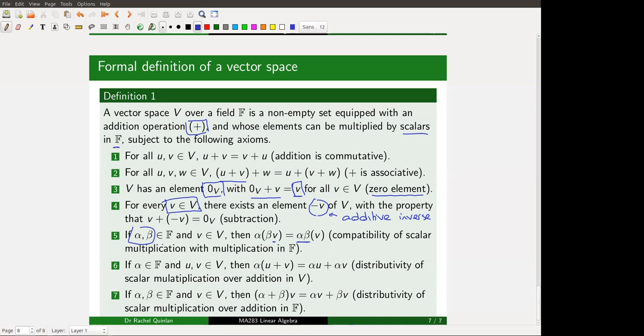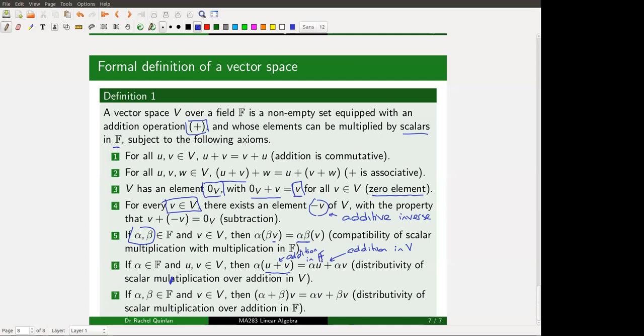And then finally, we have the two so-called distributive laws for scalar multiplication and addition. We want the result of multiplying the sum of two elements of V by a scalar alpha to be the same as if you've multiplied both of them separately by alpha and then added them in the vector space. The point here is that the plus sign here is addition in the vector space, and the plus sign here is addition in the field of scalars. They're not actually the same operation, even though they're denoted with the same symbol plus.